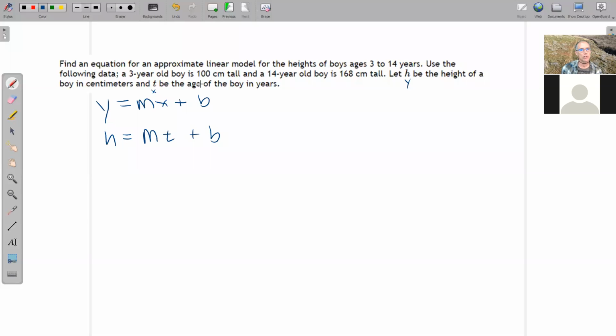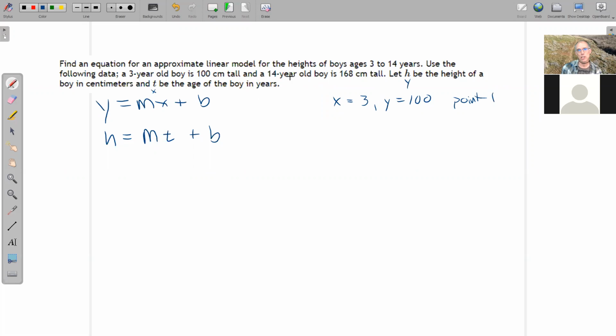And then it says use the following data. A 3-year-old boy is 100 centimeters. So that's like an x and a y. So if x equals 3, and then y equals 100, that's one point on the graph. So we'll call that point 1.